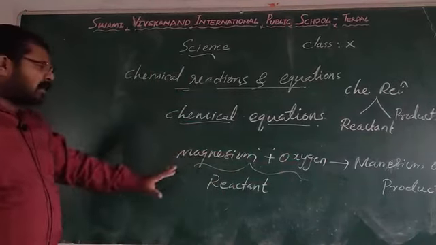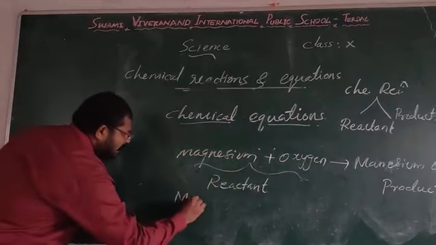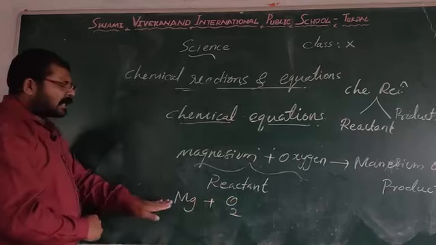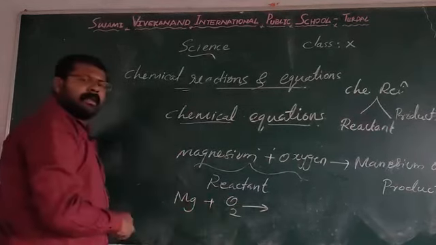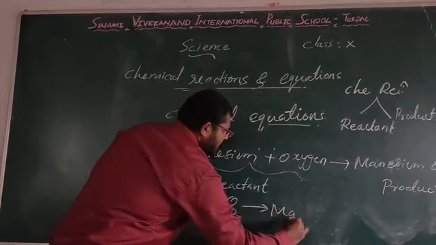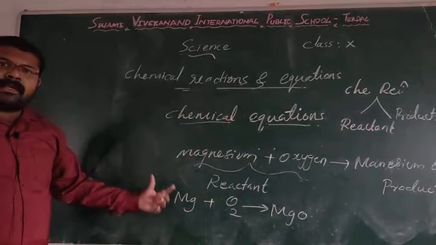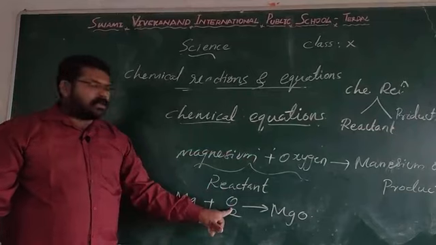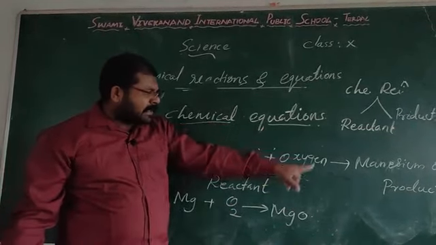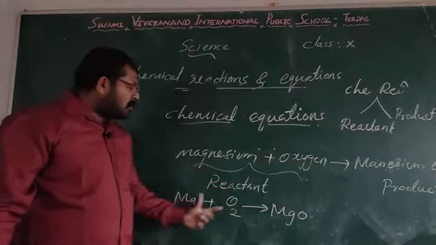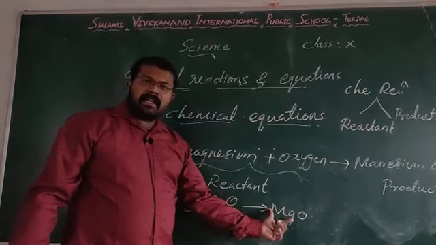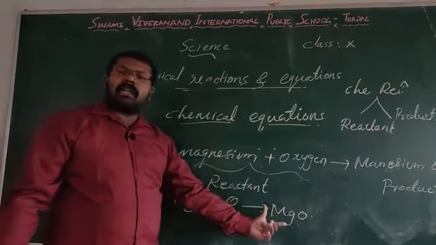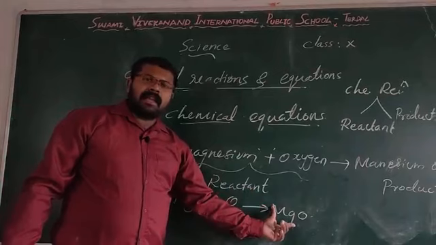Then the same word equation we can write symbolically by using symbols. Magnesium reacts with oxygen to form magnesium oxide. This is by using symbols. Magnesium is represented by Mg, oxygen is represented by O2, and magnesium oxide is represented by MgO. So we can represent the chemical equation symbolically. Most commonly we use the symbolic way of representing chemical reactions.